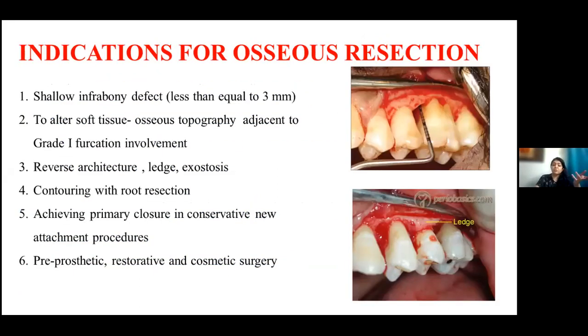Then if we have bony ledges, or exostosis, where there's bulbous bone, or reverse architecture, you can just shape them into a flat or a positive architecture. If there is a shallow intrabony defect, less than or equal to 3 mm, there you don't need to put any graft. You can just file it to this level.